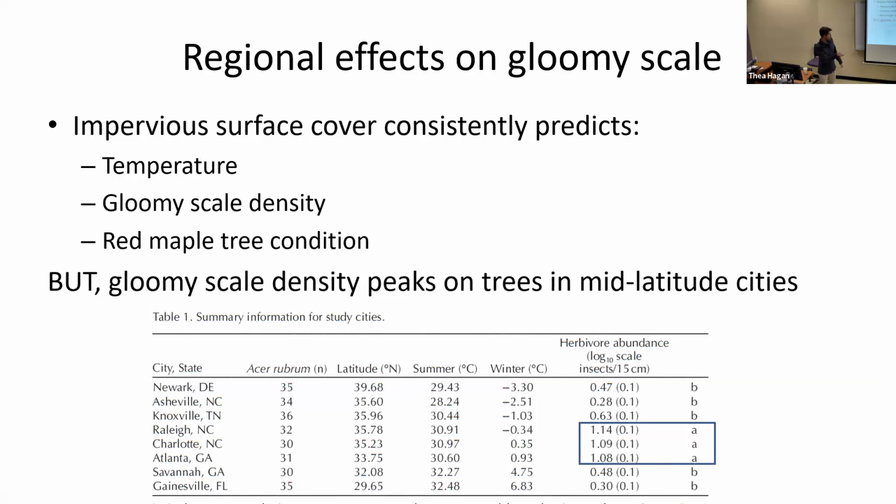So for example, they peak in mid-latitude cities. So Atlanta, Charlotte, Raleigh, that's really where scale insect densities thrive or reach really high levels, and then they kind of peter out at the southernmost and northernmost ends, which is linked to thermal tolerance and possibly biological control on those ends.